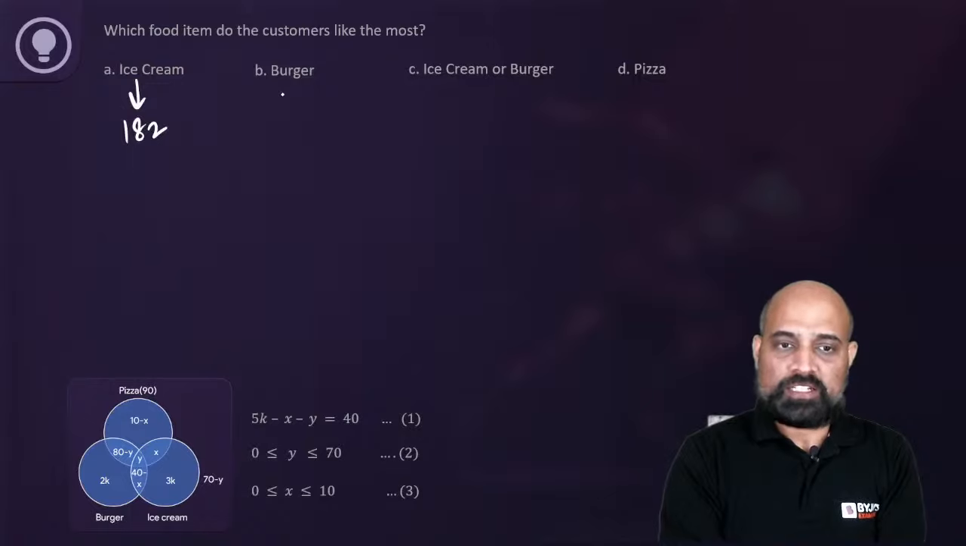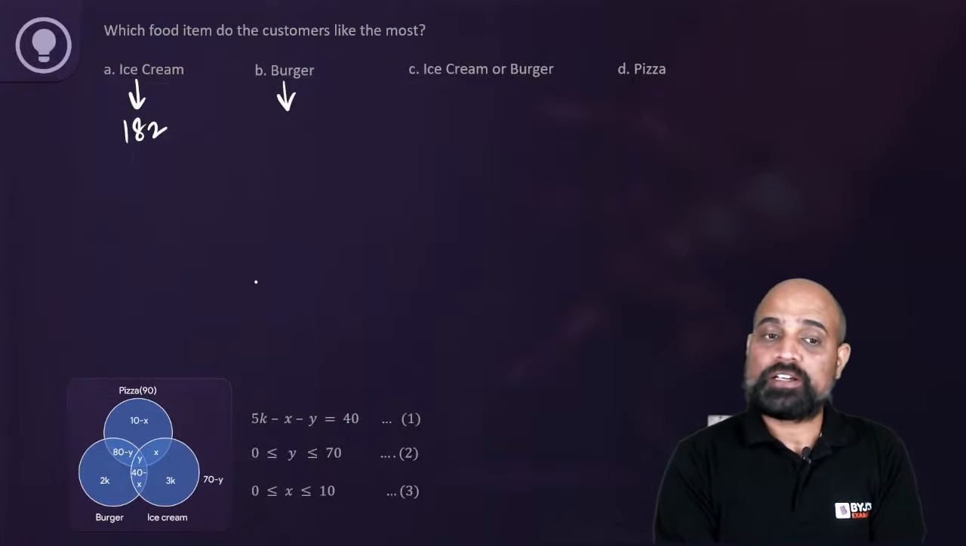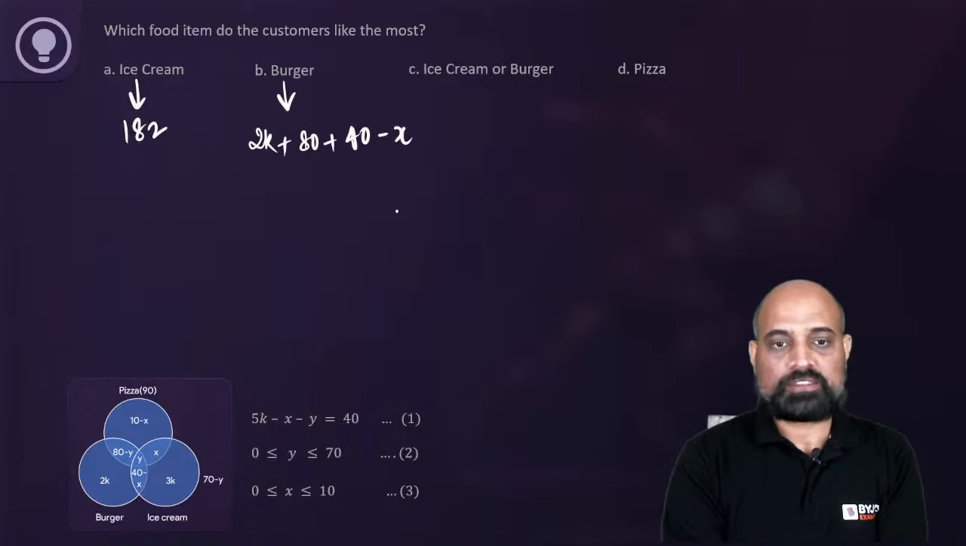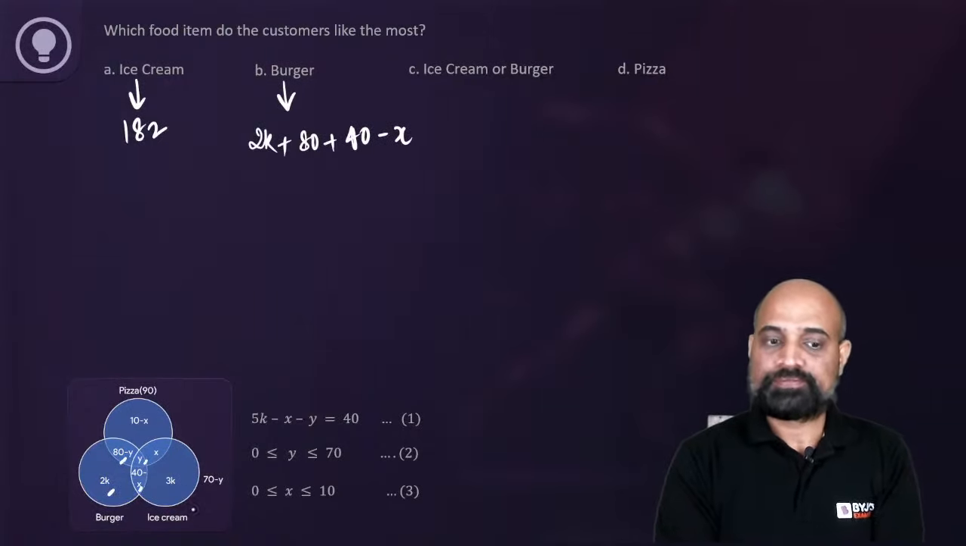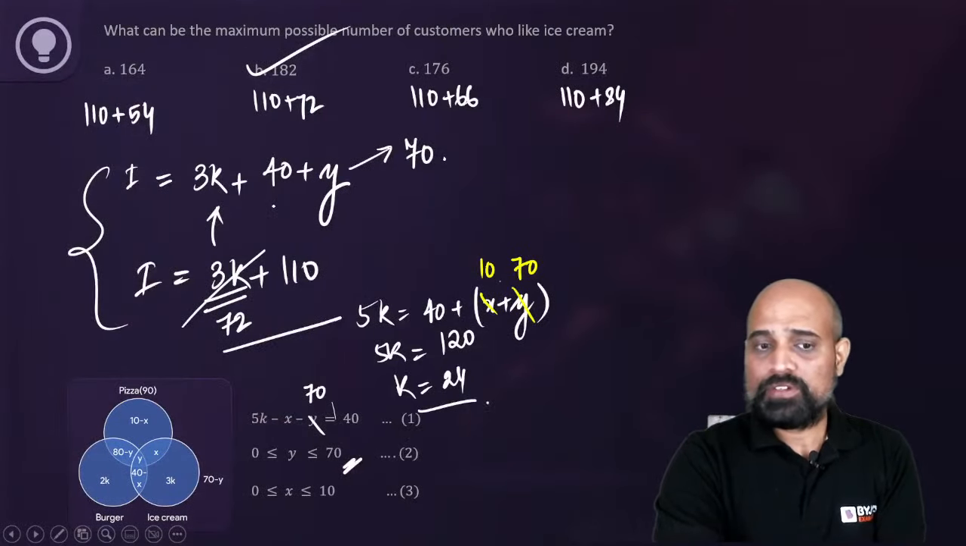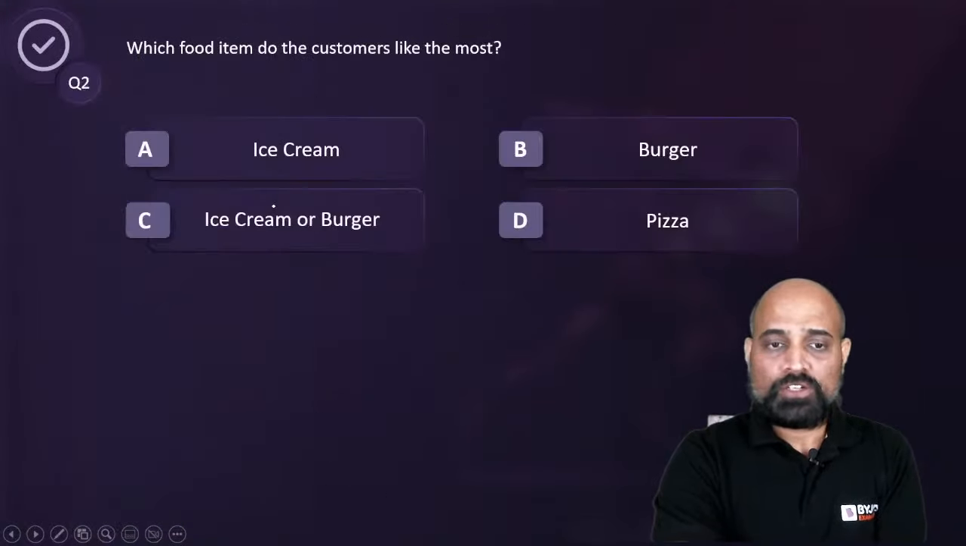Can burger be the largest? So burger find out करना पड़ेगा. So for burger, this is going to be 2k plus 80 plus 40 minus x. This is the overall value of burger. इनका चारों का sum. 80 minus y plus y is 80 and 40 minus x. Now if I want this to be largest, k की value 24 आई थी ना अभी in the last question. That's the largest value of k we can have. Right? So वही करते हैं.